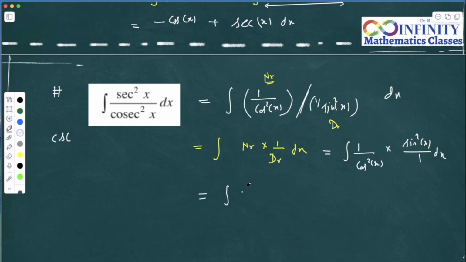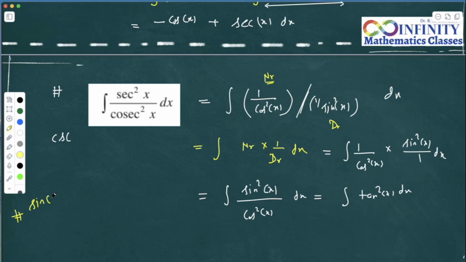So what will it be? It is going to be sine square x divided by cos square x, which we know, sine over cos, is tangent x. And because the square is there, I should be able to write tan square x here. So the information we used is that sine x divided by cos x is tangent x. That's a trig rule, right? Yes, it is a trigonometry rule.